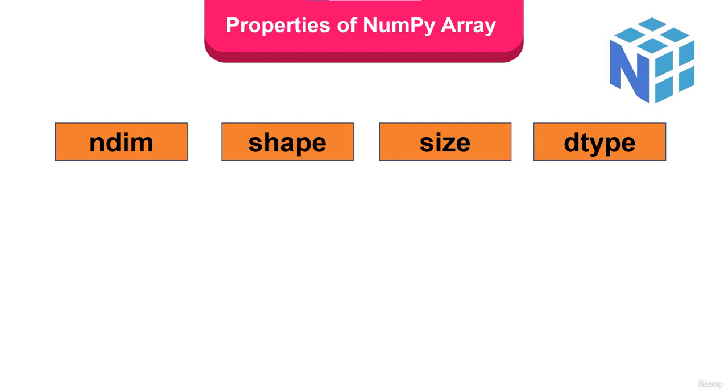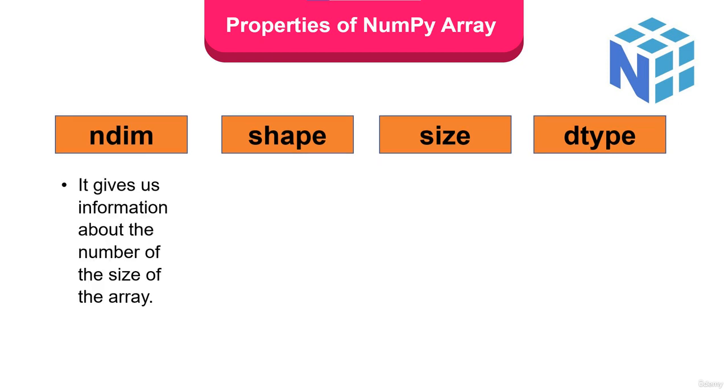First, examine the ndim. So what's it do? This gives us information about the number of dimensions of the array. So it is one-dimensional, ndim, right? One-dimensional, two-dimensional, three-dimensional. Are there more?